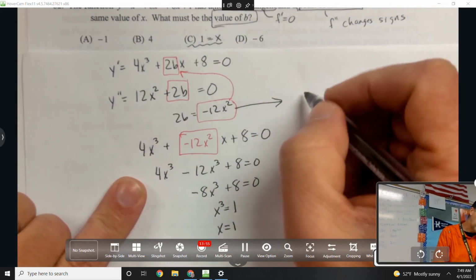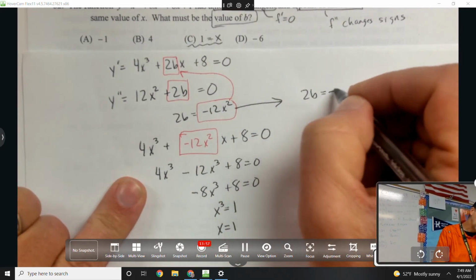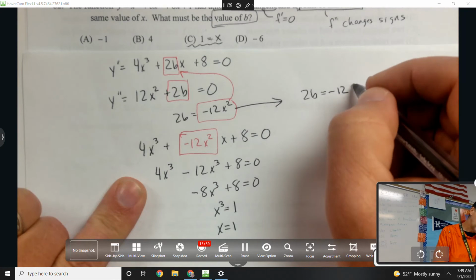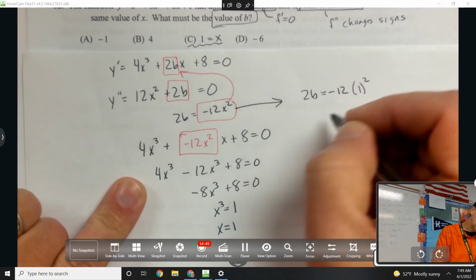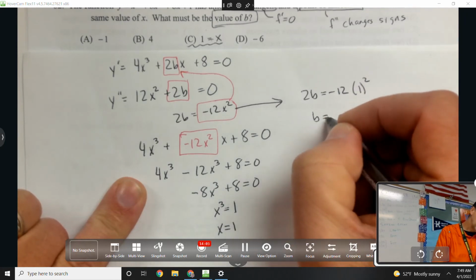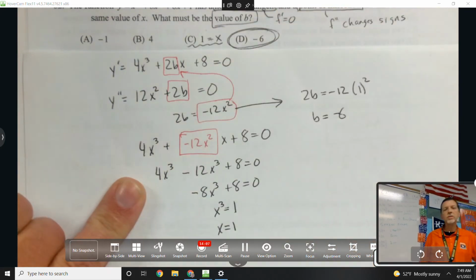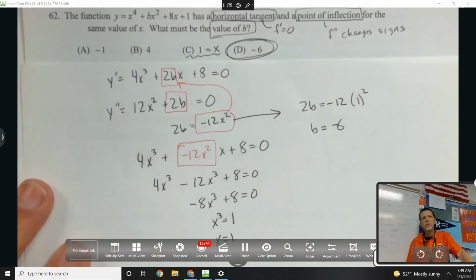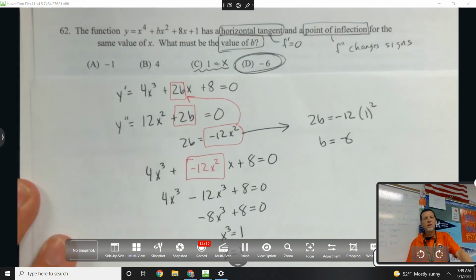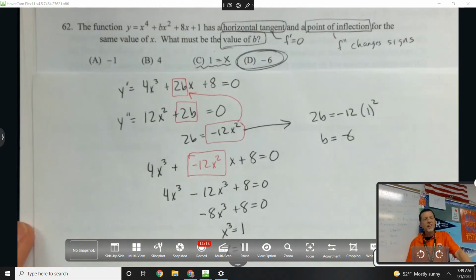Let's back up. 2b equals negative 12 times 1 squared. So b equals negative 6. Oof, they almost got me on that one. That would have been very unfortunate, to get all the calculus right and miss the problem because you didn't read carefully what it was asking. It's looking for b, not x.